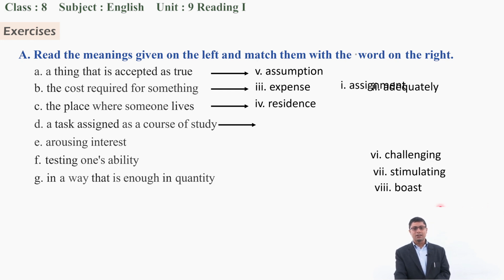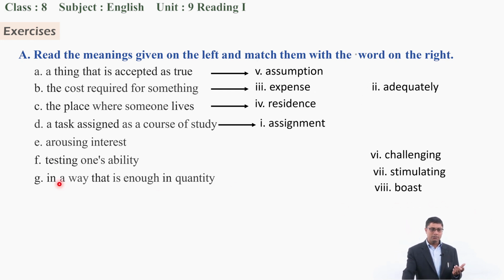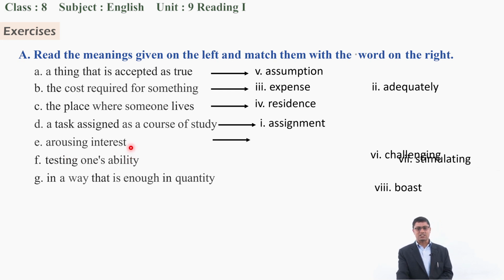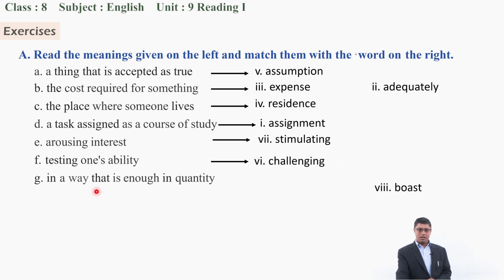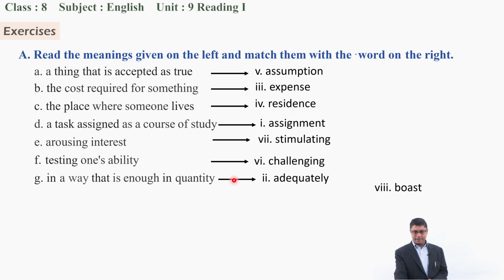Now, arousing interest. Can you guess the word? Stimulating. Very good. Now, F. Testing one's ability. Can you guess? Very good. It's challenging. And the last one, G. In a way that is enough in quantity. Can you guess? Exactly. It's adequately. And one word, boast, is extra here. It's not used here. So, we don't need this word.